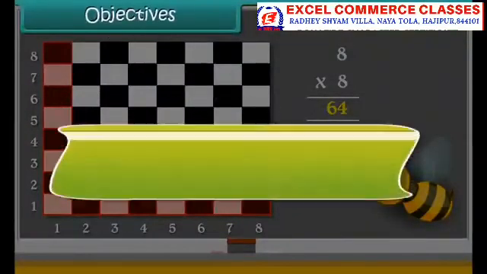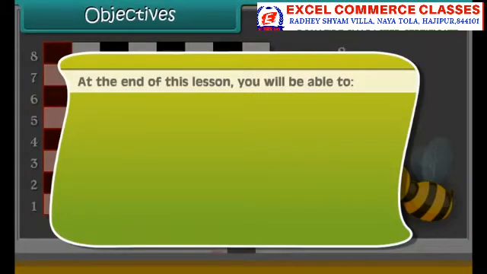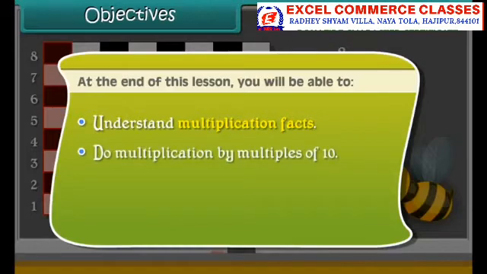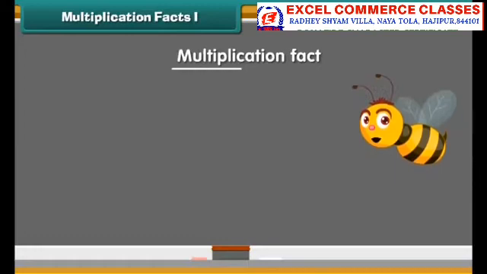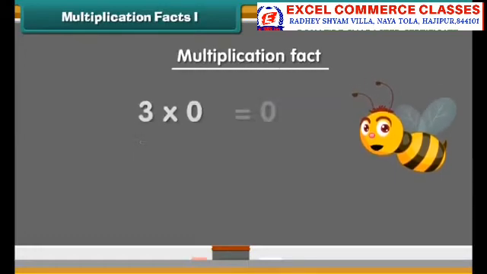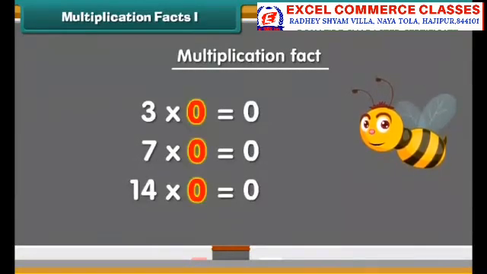Objectives. At the end of this lesson, you will be able to understand multiplication facts, do multiplication by multiples of 10, multiply 2 and 3 digit numbers. We start with some multiplication facts.